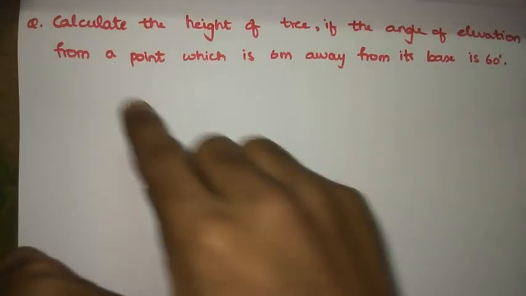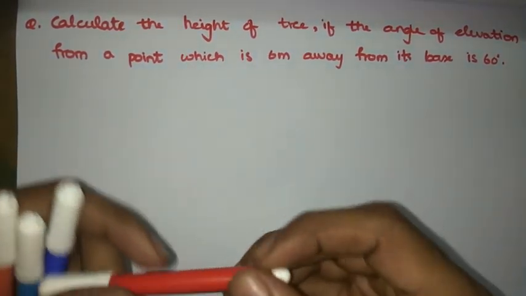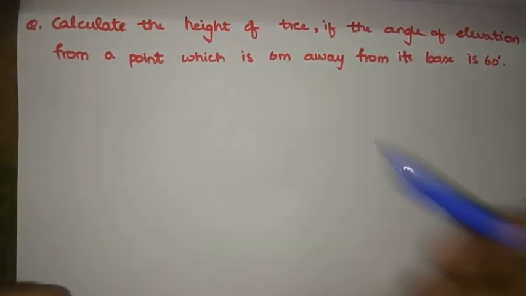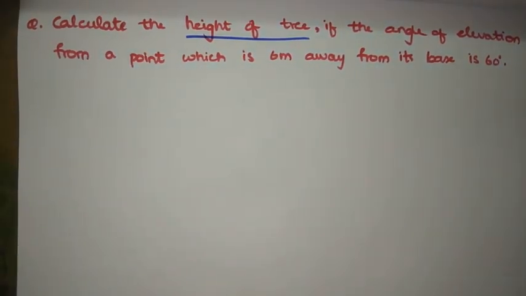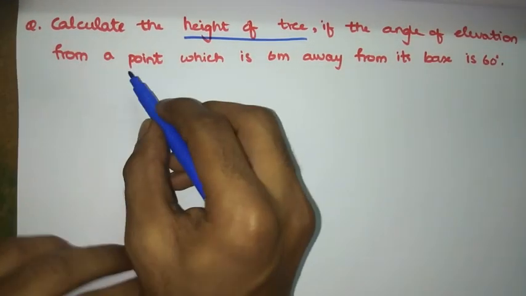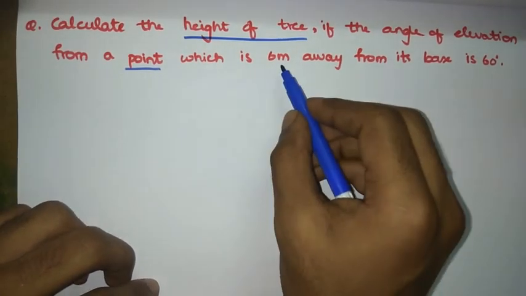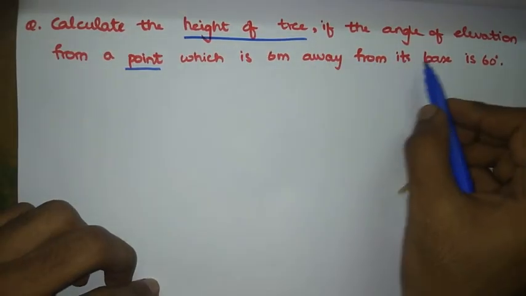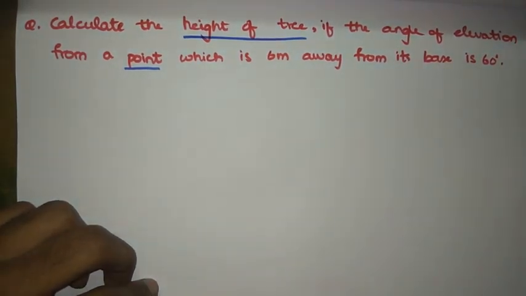The next problem is, we need to calculate the height of a tree. It is given that the angle of elevation from a point, so the point of observation is on the ground here, which is 6 meters away from the base of the tree, is 60 degrees.